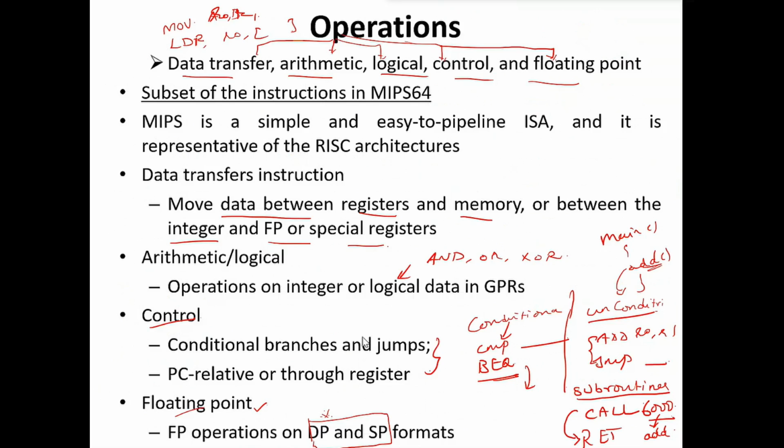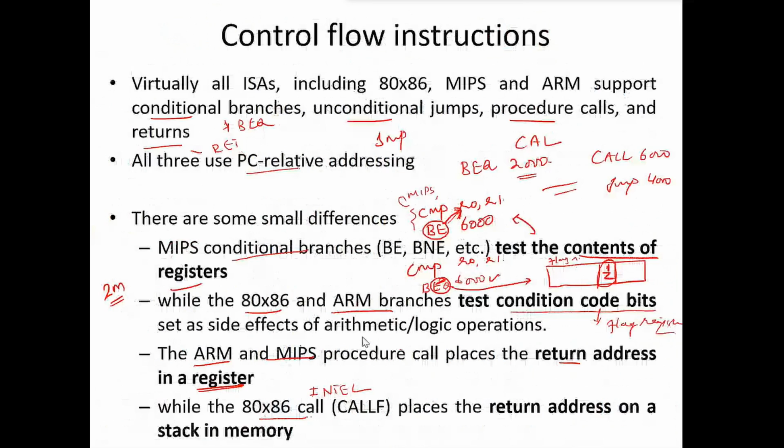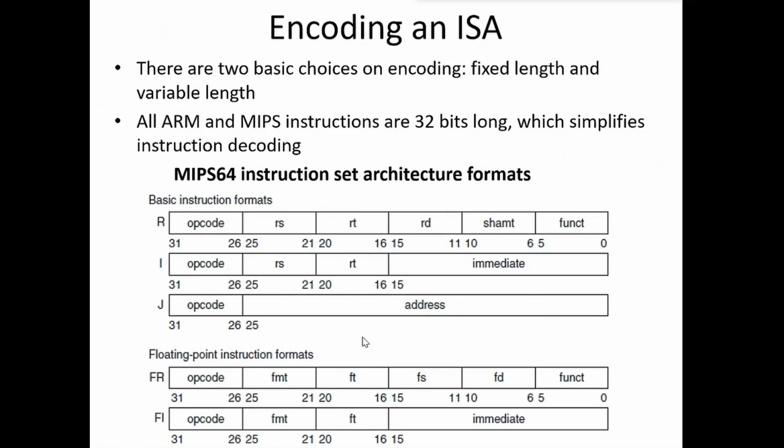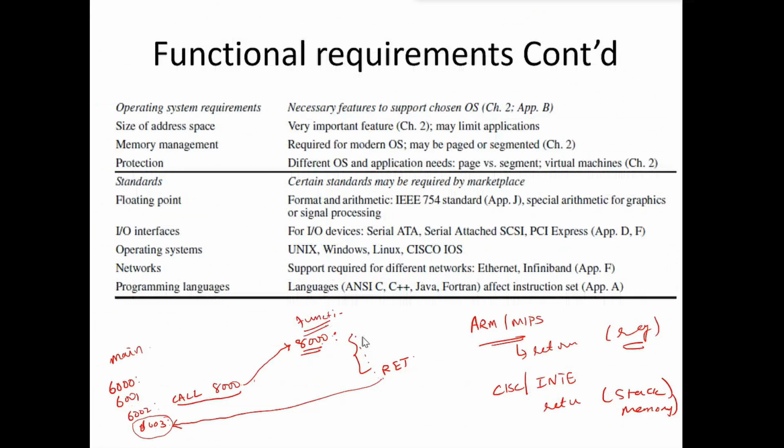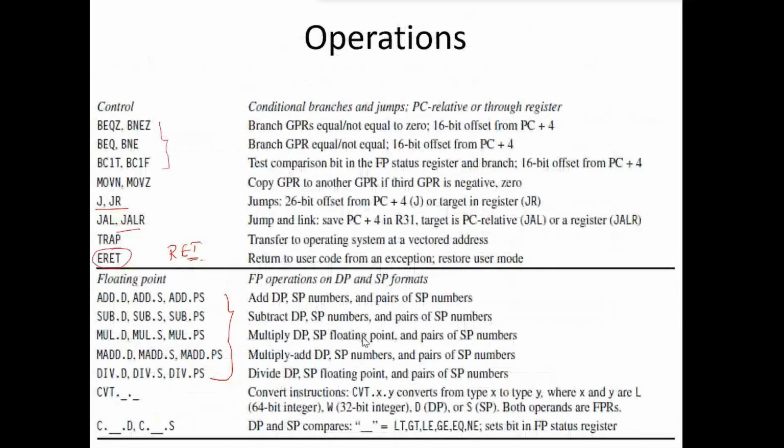Next, what operation the instruction is going to perform. Majorly they are classified into data transfer, arithmetic, logical, control and floating point. I have explained what data transfer, arithmetic and control are. And with the control transfer instructions, there are a few differences between ARM, MIPS and Intel, which I gave with an example. With that we will conclude today, and tomorrow I will go with encoding and ISA and the summary part of this. Till this point, if you have any doubt, you can ask me.